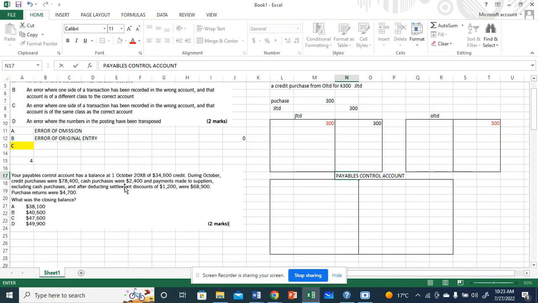All right, so they've told us the balance on 1st October was 34,500 credit. Put this on the credit side. Right, then they say during October, credit purchases were 78,400. Right. So whenever there's a credit purchase, we debit purchases and we credit the payables account. Remember, payables account is a liability account and the credit increases a liability. So we'd say credit purchases here is 78,400.